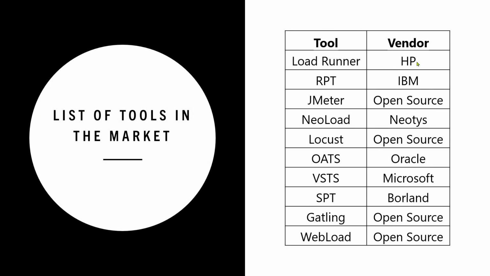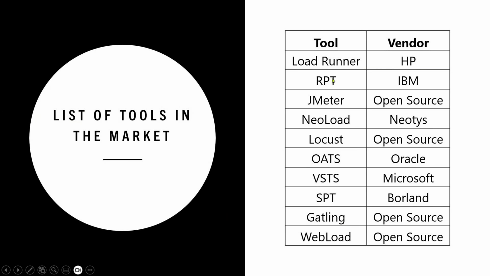Second thing is JMeter. It's open source. It belongs to the Apache company, but it's an open source tool. You can download it and use n number of users. Then NeoLoad is one of the major stakeholders. Gatling also a few people will ask, but majorly if you learn LoadRunner, most of the things will be covered.